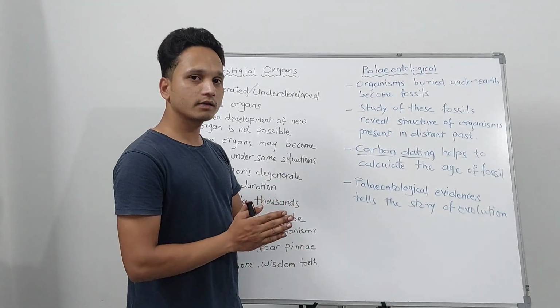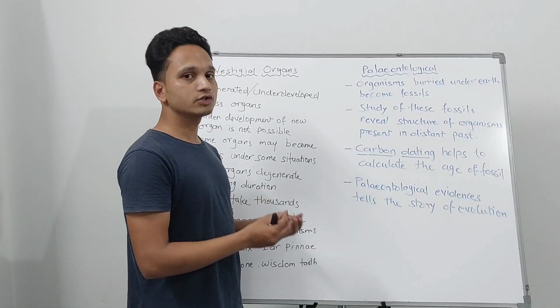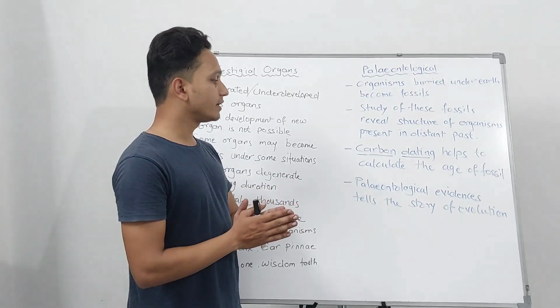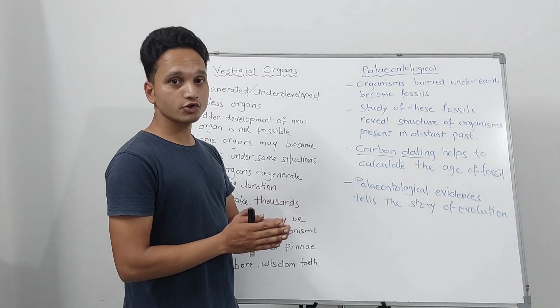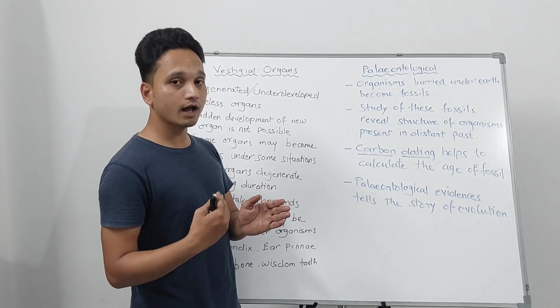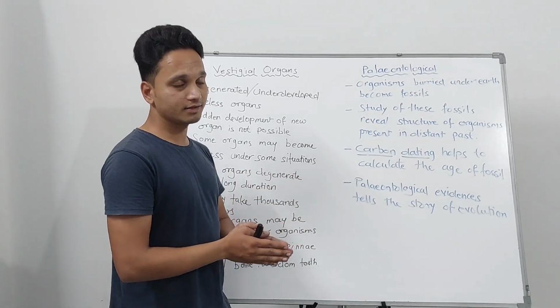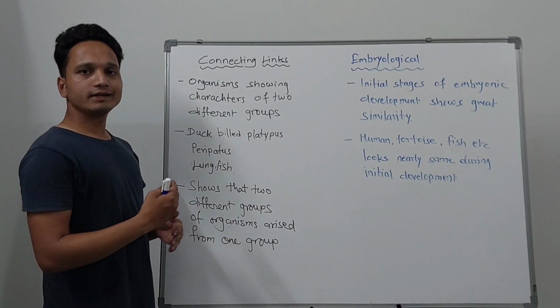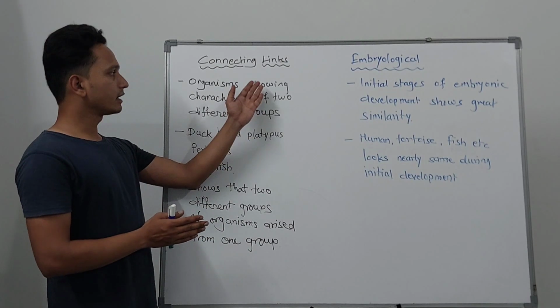So the carbon dating method clearly tells you the age of fossils. So paleontological evidences tell you the story of evolution, how the evolution started and how we got up until this age. Now let's move on to the next evidence of evolution, which is connecting links.